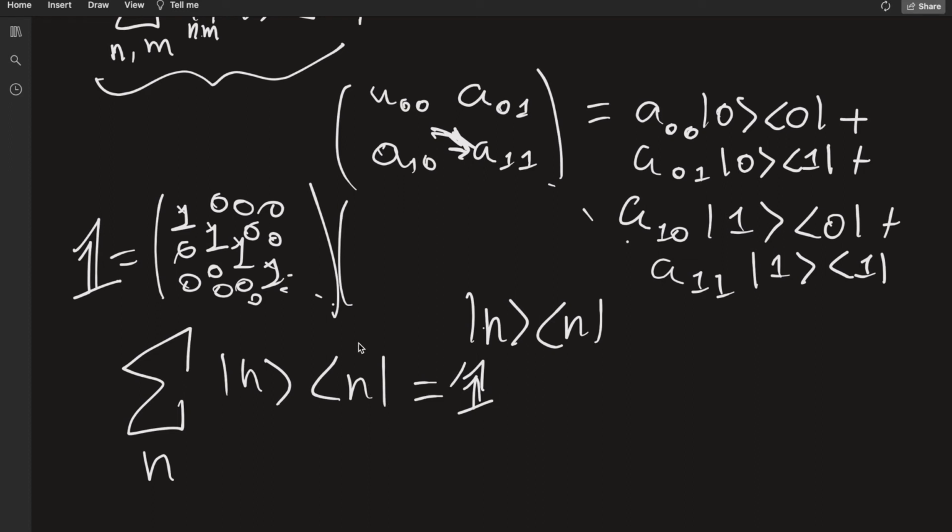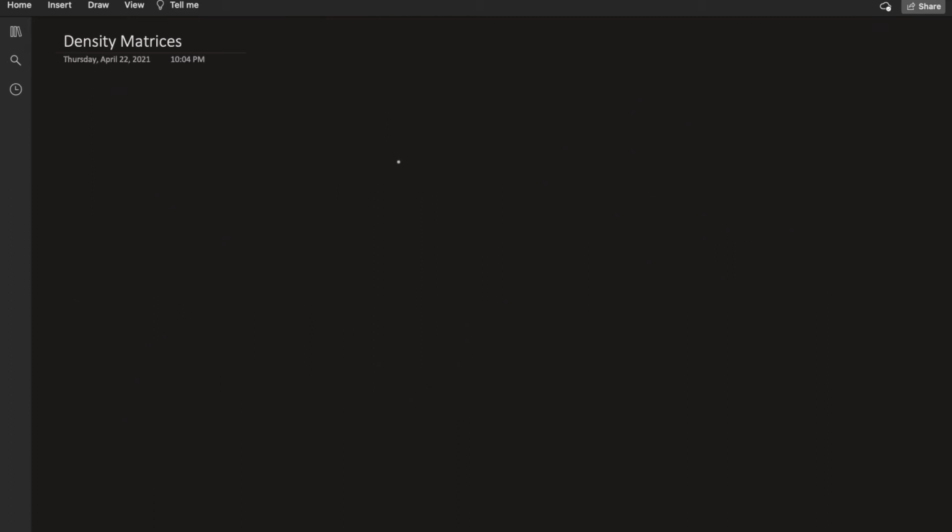Okay, so now we'll get more into what the density matrix is. We're done with the formalism. Okay, so density matrices, what the hell are they?